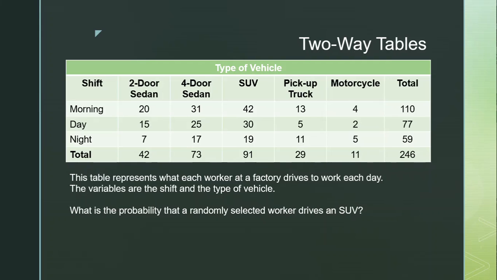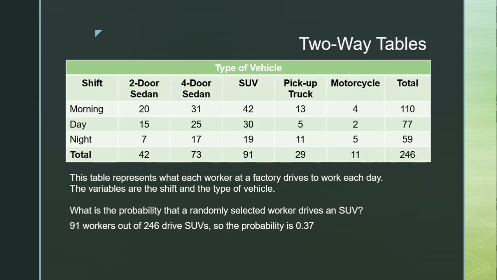What is the probability that a randomly selected worker drives an SUV? Okay, to do this, we need to look at how many SUVs are being driven, which is 91, and how many total workers we have, which is 246. So 91 out of 246 drive SUVs. We divide that. We're going to have to do some rounding, but no big deal. So the probability is 0.37, or about 37% of our total workers are driving SUVs. That's how you would calculate simple probability using one of these two-way tables.